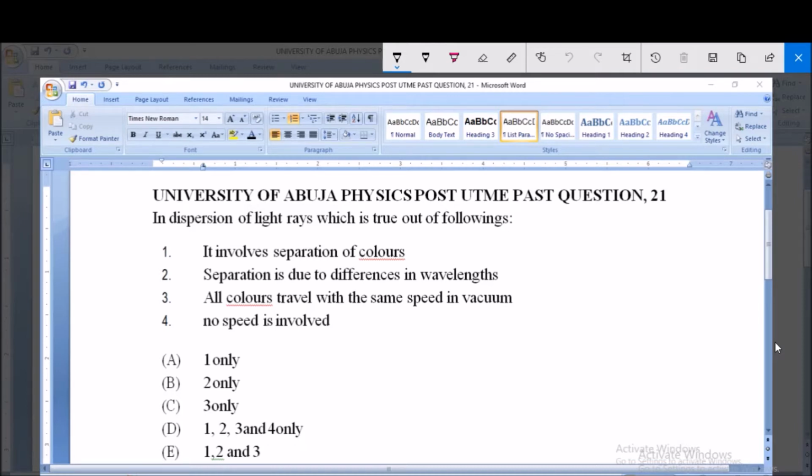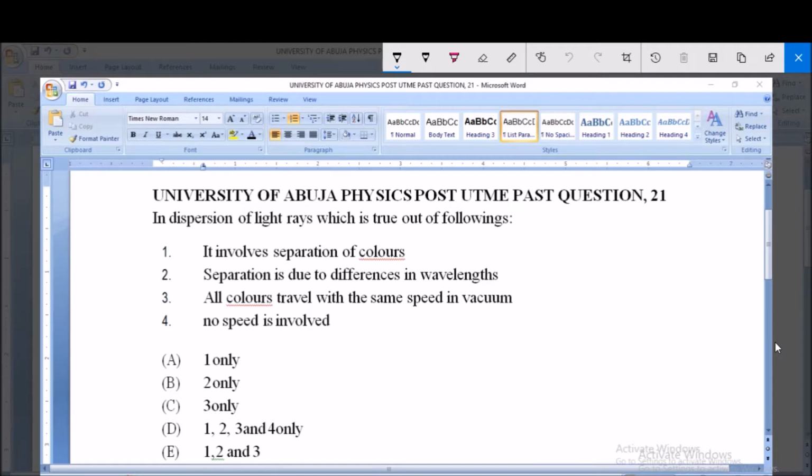Now, A, we have 1 only, B, we have 2 only, C, we have 3 only, and D, we have 1, 2, 3, and 4 only. E, we have 1, 2, and 3. Now, which of the following is true? That's what the question is asking us.